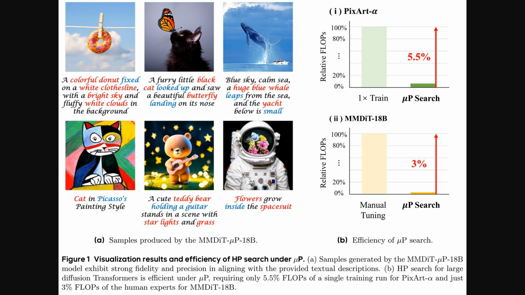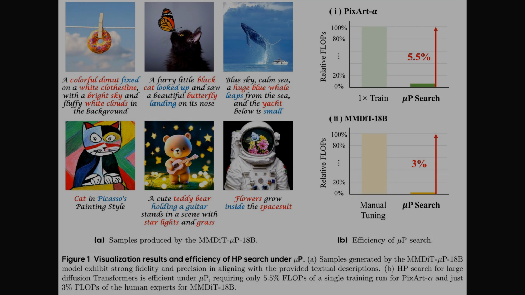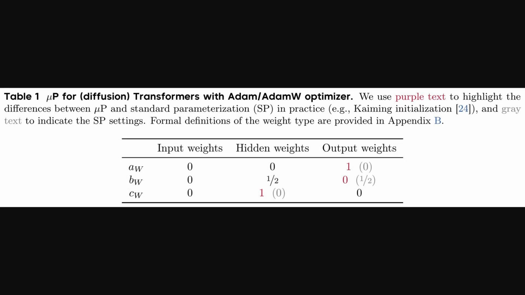Then, on the right, bar charts illustrate the efficiency gains when using Maximal Update Parametrization for hyperparameter search. This efficiency is measured in relative flops. That's floating point operations, which tell us how much computational work is involved. For PixArt-α and MMDIT-18B, this search method requires only about 5.5% and 3% of the flops, respectively, compared to traditional tuning. That's a huge saving.